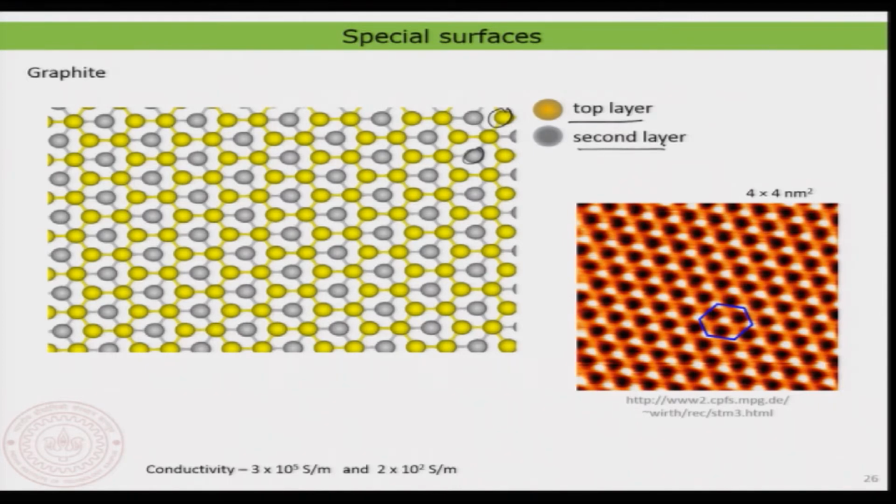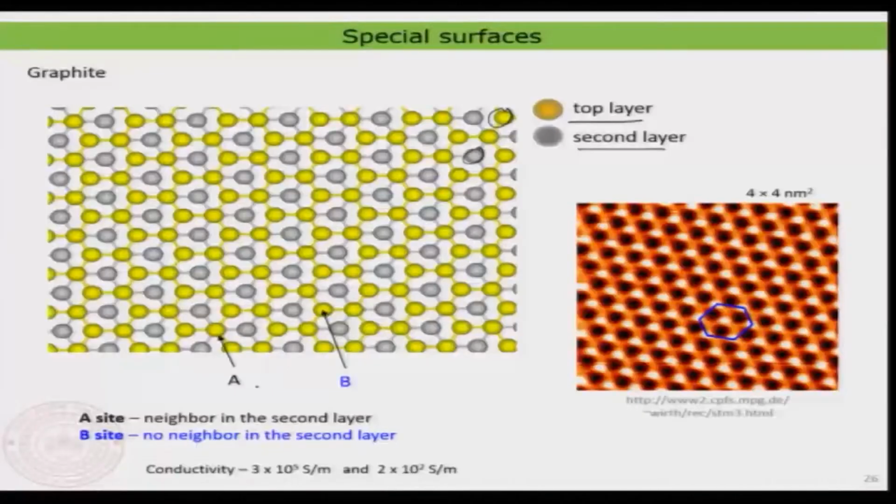So, what you are seeing in this image is the arrangement of the atoms. The atoms are arranged in a hexagonal manner and they form the top layer, and the top layer and the bottom layer are slightly shifted with respect to each other, which makes two different types of atoms on the graphite layer.